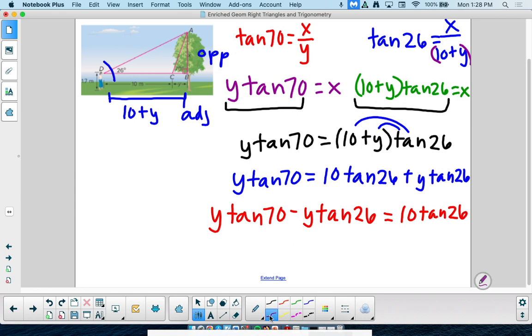Do you guys know what the opposite of distributing is? Factoring. You guys see how we can pull a y out of both of those? If I pull out a y, I'm just left with tangent 70 minus tangent 26.